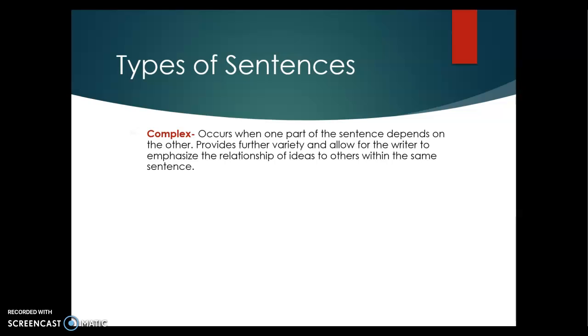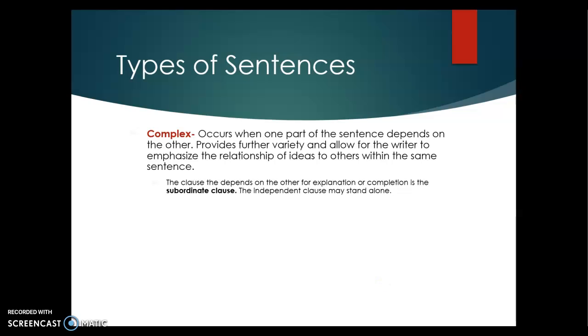A complex sentence occurs when one part of the sentence depends on the other, provides further variety, and allows for the writer to emphasize the relationship of ideas to others within the same sentence. So within complex sentences, you're able to start adding more detail. You're able to start extrapolating on the different relationships of words or ideas in your sentences. So it's a little bit more akin to an academic tone for a university audience.